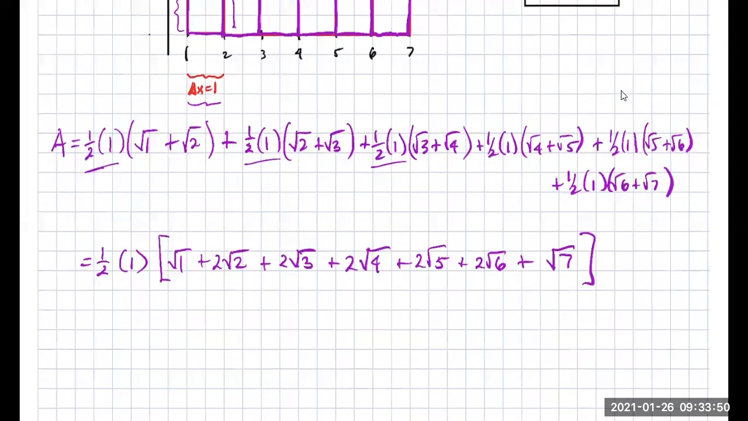Okay, and then at this point, gang, this is just a calculator problem. You could throw all of that into your calculator. Excuse me, and if you do, you'll find that that's approximately equal to 11.65.